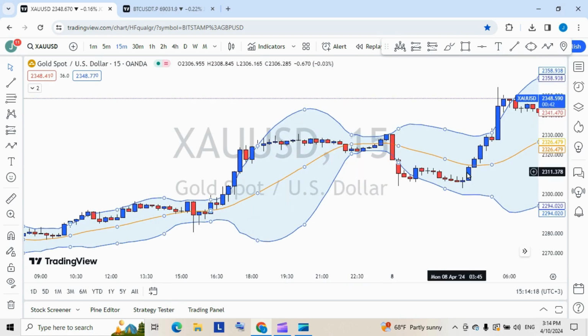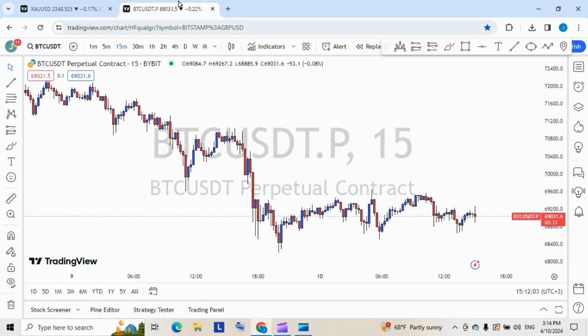So now let me show you how to set this particular indicator in your app. So now this is a BTC chart. This is a live market. All right, at the time of recording this video, this is a live market. BTC is going to 69,000. Okay, I'm going to do a complete beginner's tutorial about TradingView.